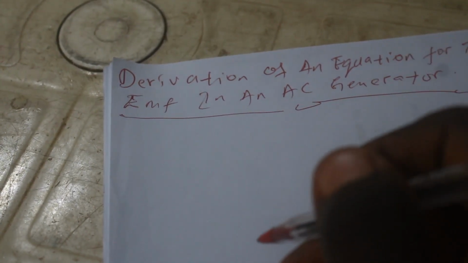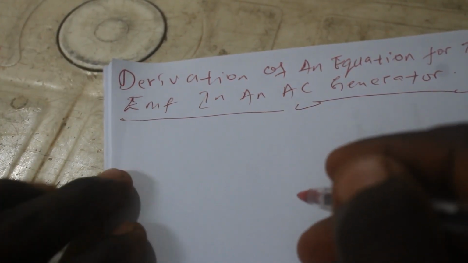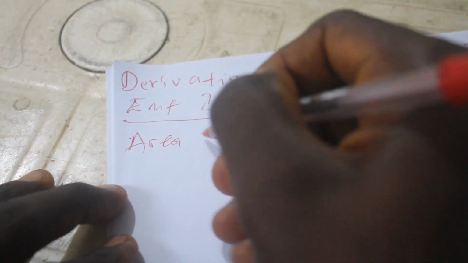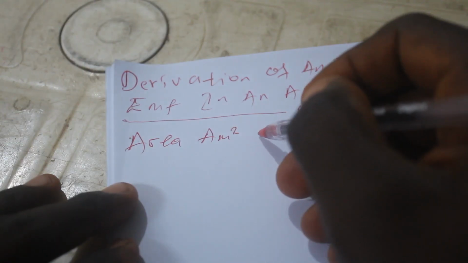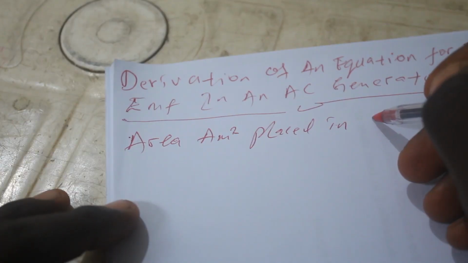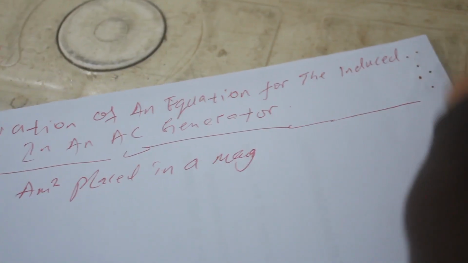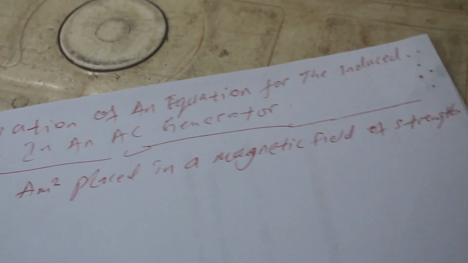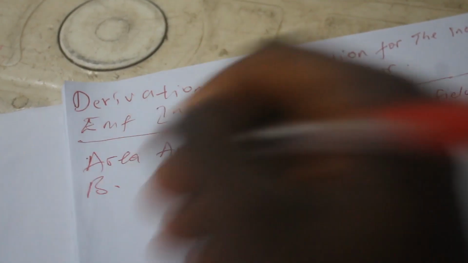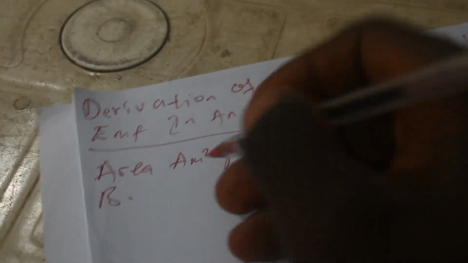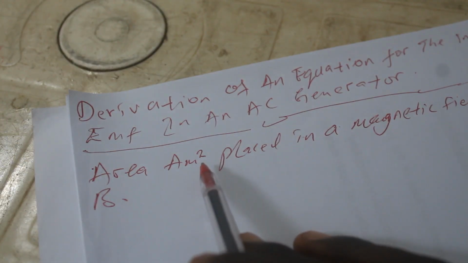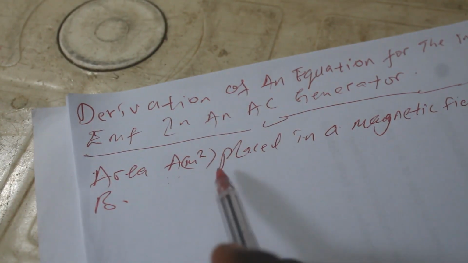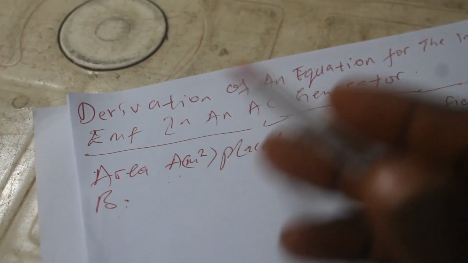So now let's consider a rectangular coil of area A meter square, placed in a magnetic field of strength B, as can be seen below.